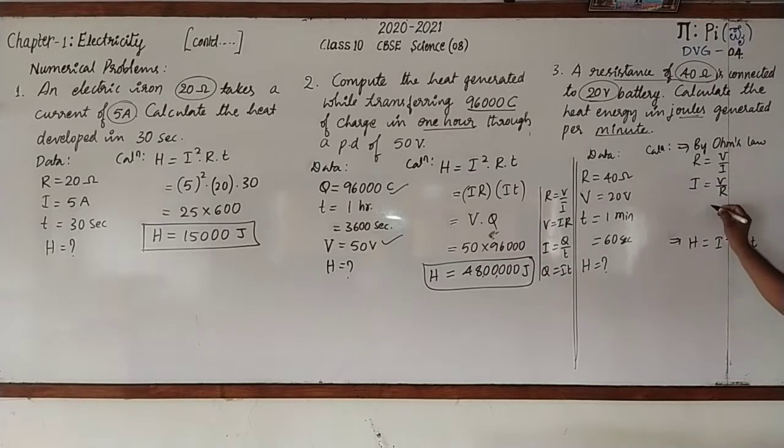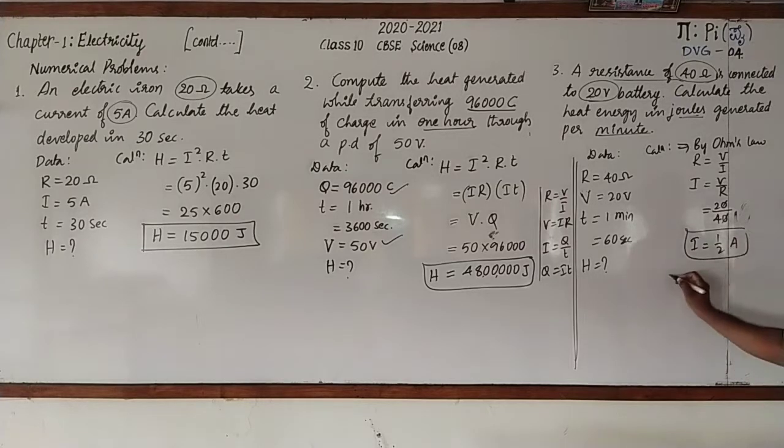What is V? It is 20 volts. R is 40 ohm. It is equal to 1 by 2 amps. This is current. Here I will write I is equal to 1 by 2 amps, which is nothing but 0.5 amps. Let's go for using the formula. H is equal to I square into R into T. What is I? It is half. Half whole square into R.